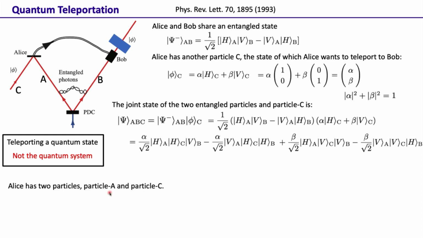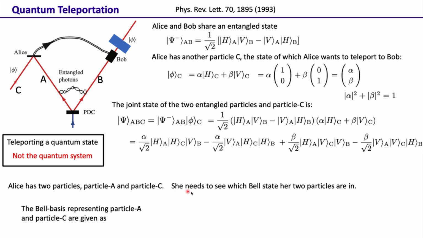So now the situation is Alice has two particles, particle A and particle C. And now in the teleportation scheme, next Alice needs to find out which Bell state her two particles are in. That means what is the Bell state that the joint state of these two particles A and C is in. So that is the Bell state measurement that Alice now needs to make.